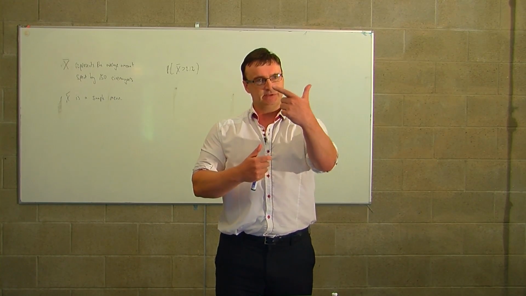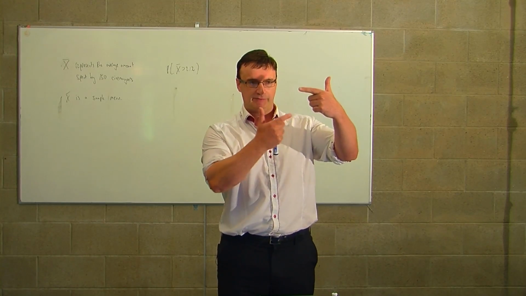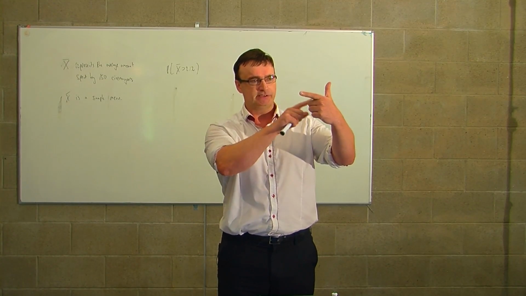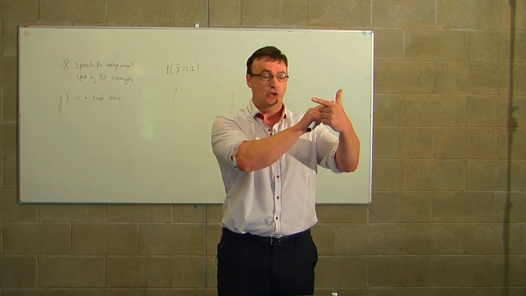Now, so we've got two statements. Here we have a null hypothesis. Here we have an alternative hypothesis. The null hypothesis, we add the symbol H0 to it.